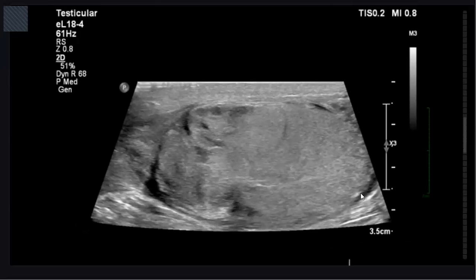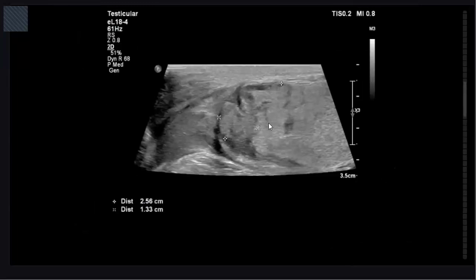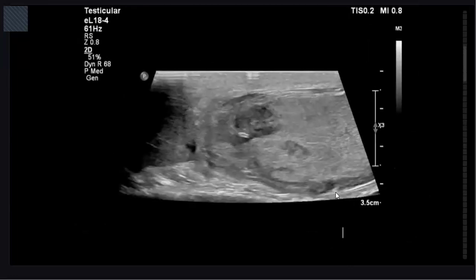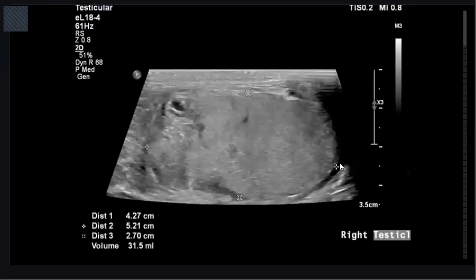You can see here the tunica is not intact. Tunica is a white line that goes around surrounding the testis. Okay, and you can see here also hematoma, and here no tunica we can see. Also you can see the volume is double the volume of the right testis compared to the left one. So it is a case of testicular rupture. The most important sign in testicular rupture is tunical disruption.